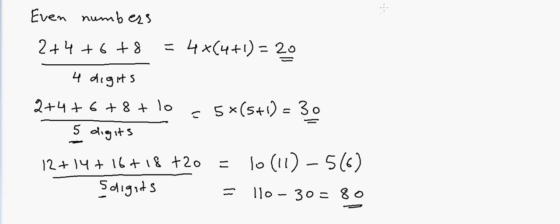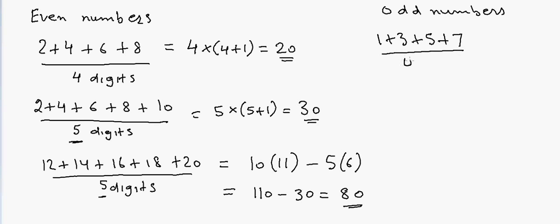So how about odd numbers? Let's see odd numbers. In case of odd numbers the answer is much easier. Suppose I have 1 plus 3 plus 5 plus 7, so in that case I have 4 digits, so the answer will be equal to 4 square, that is 16.